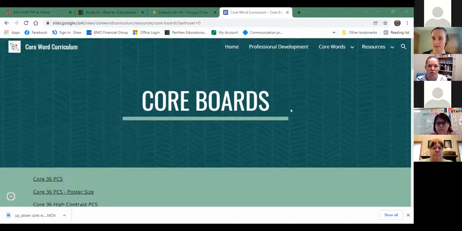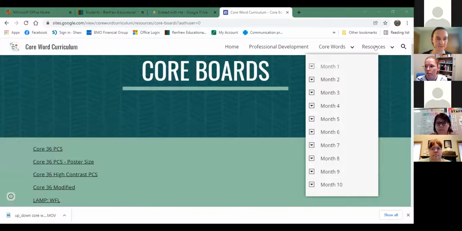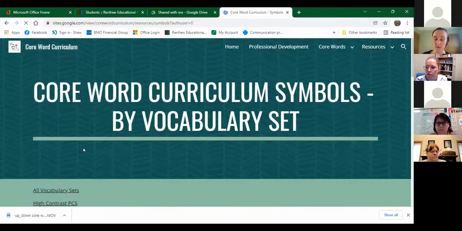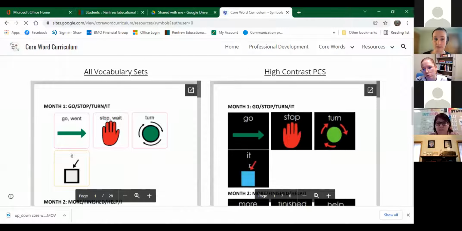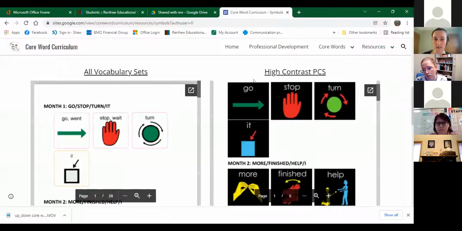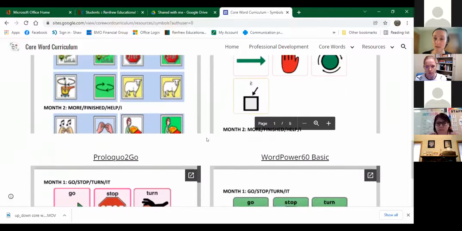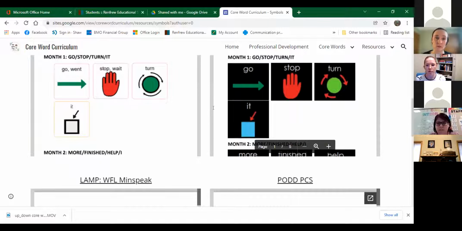And yeah, what else is in my resources? Right, so there's the symbols for each of the words in a bunch of different vocabulary systems. So you have the high contrast symbols, you have our Proloquo symbols or WordPower symbols. So if you want to be able to have individually printed versions of each of those symbols, they're available there.